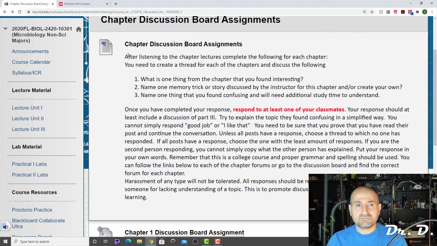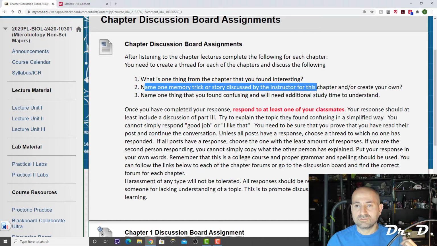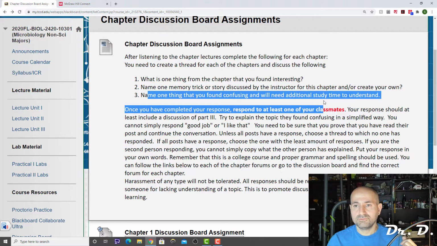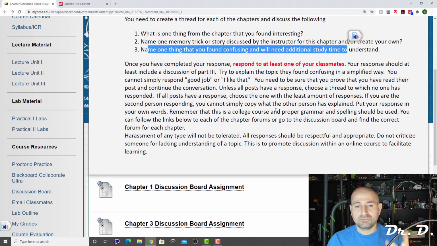Look what it says. After listening to the chapter lectures, so let's say you just finished the chapter 1 lecture, complete the following for each chapter. You need to create a thread for each of the chapters and discuss the following. What was one thing from the chapter that you found interesting? Name one memory trick or story discussed by the instructor for this chapter and/or create your own. Name one thing that you found confusing, right? And then respond to a fellow student as well.